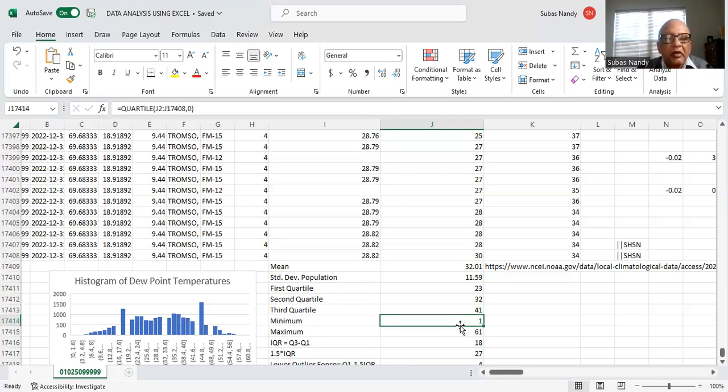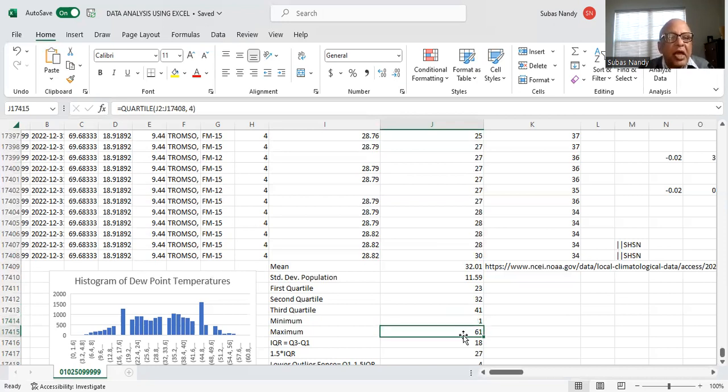Now I want to find the minimum. You can use the quartile formula, equal to QUARTILE, parenthesis, J2 through J17408, comma 0, because you want to find the minimum. And that minimum dew point temperature is 1.